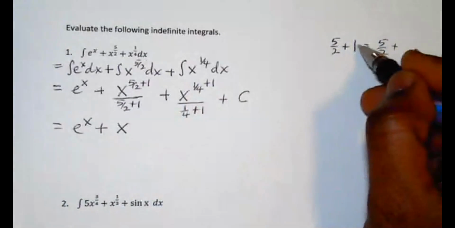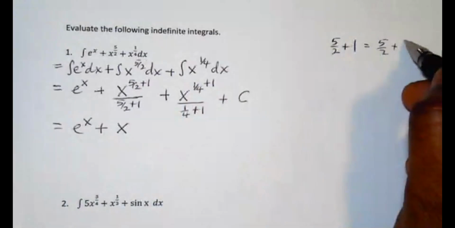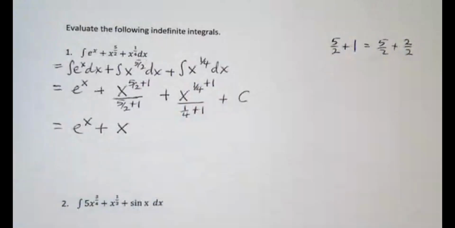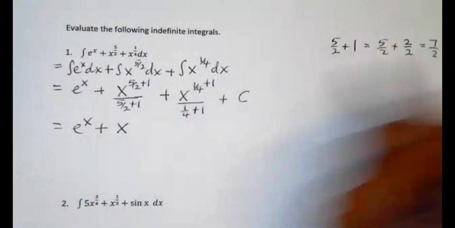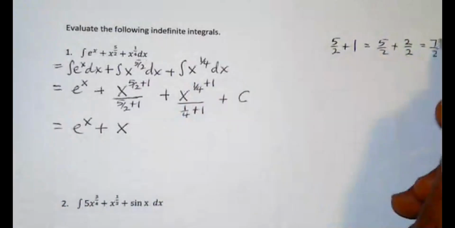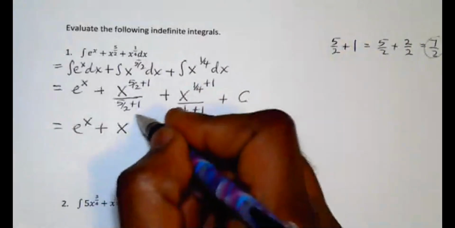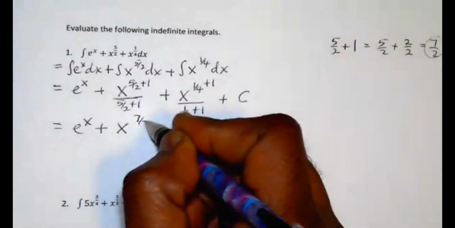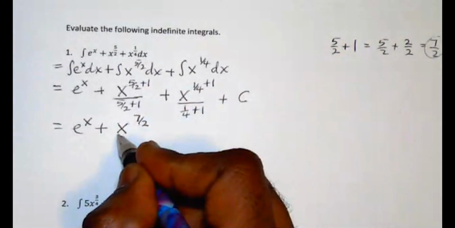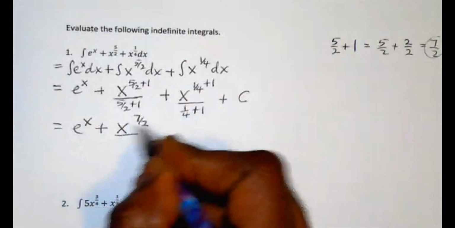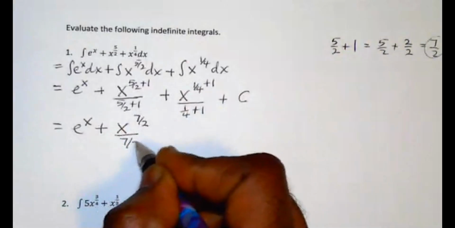2 over 2, because it's like 1 over 1, right? So it's 2 over 2. Then I can add the numerators. So I have 7 over 2. Okay, so that would be the exponent for this. So this would be 7 over 2, all right? And then I divide this by this sum, which is 7 over 2.